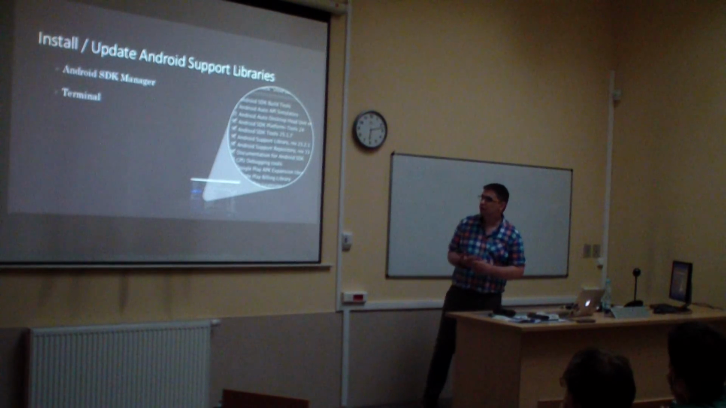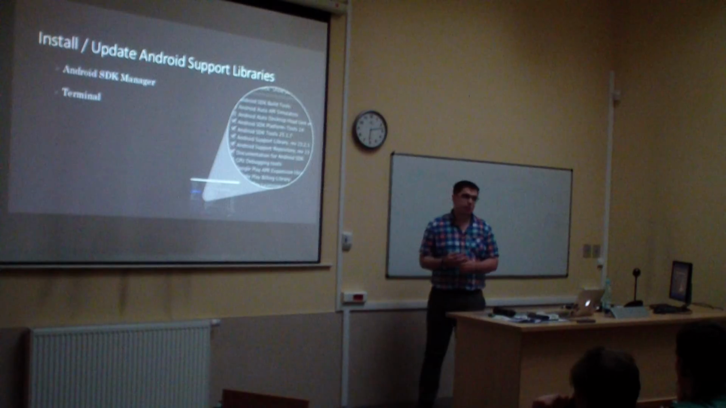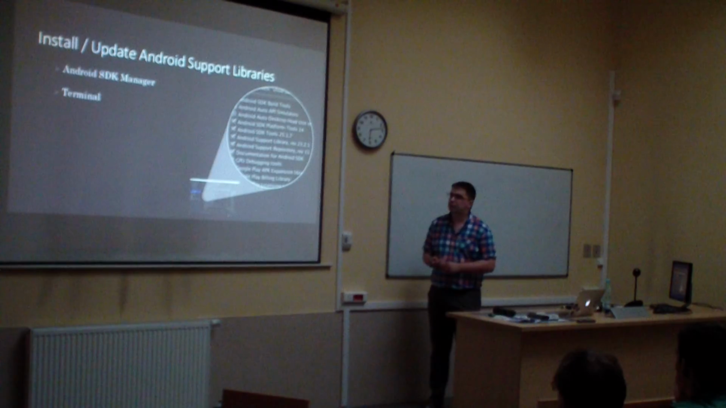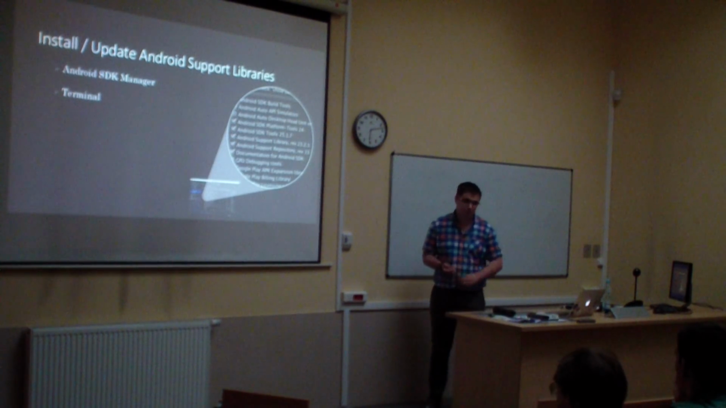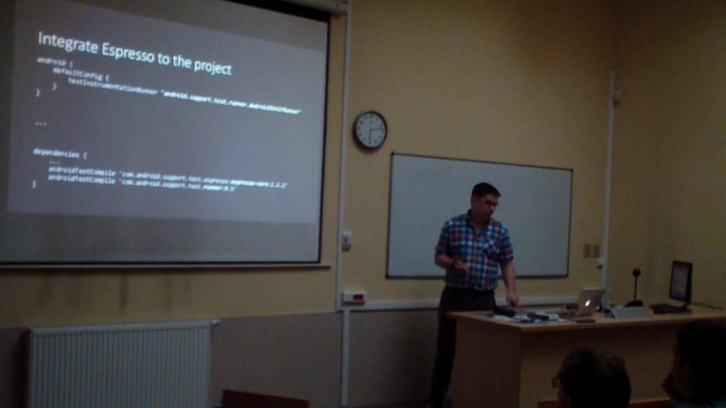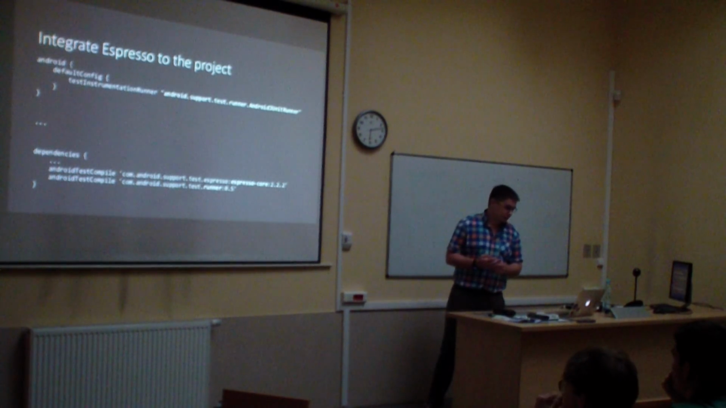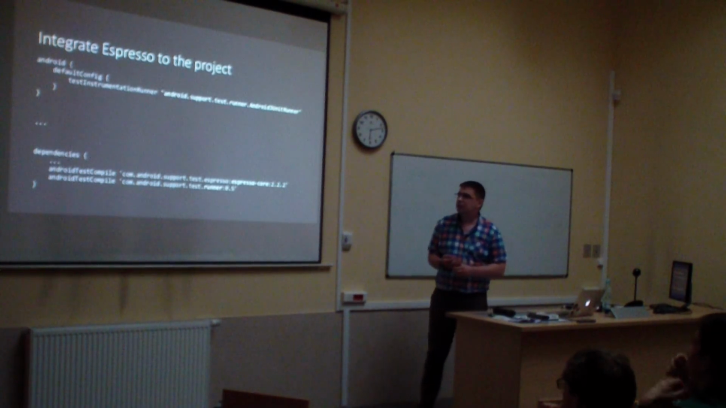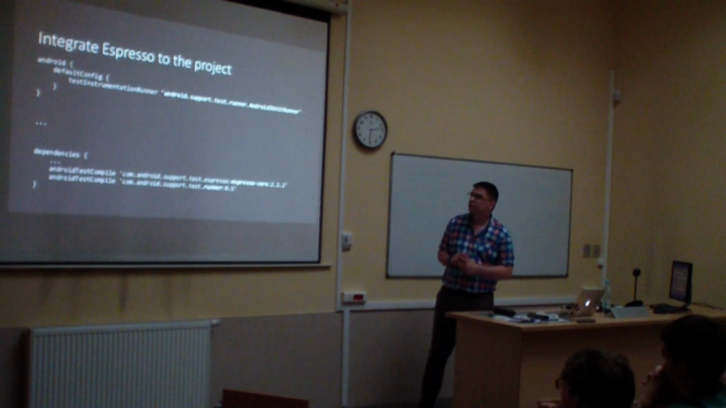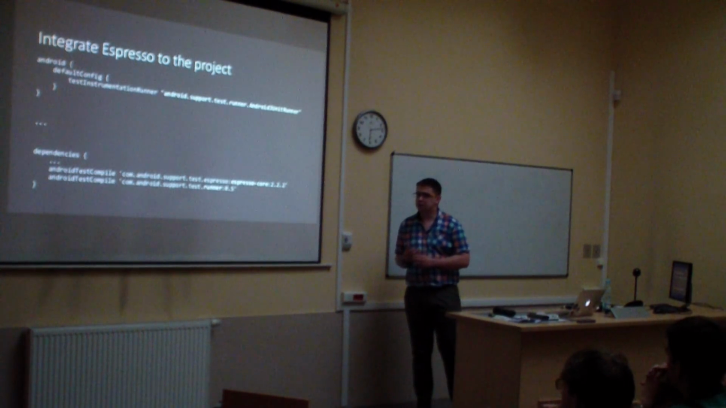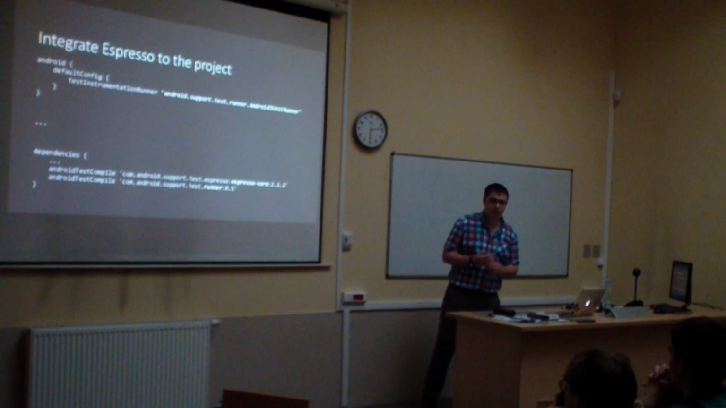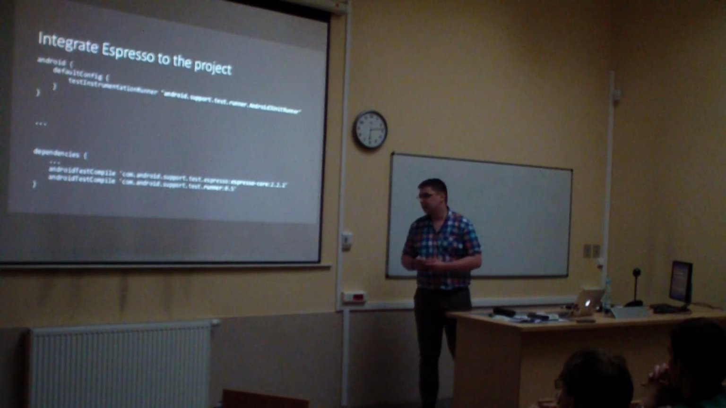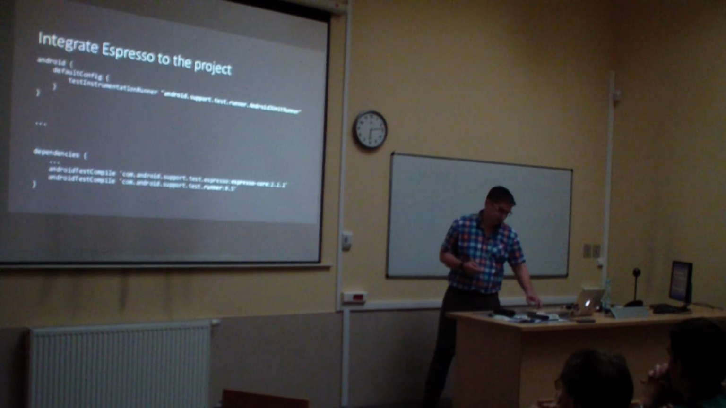To start using this framework, first of all, you need to install or update the Android support library and Android support repository. You can do it from terminal or Android SDK Manager. Next step is to integrate Espresso into the project. First of all, we must set up a test instrumentation runner and its dependencies for Espresso. Espresso is separated into many libraries, and the minimum set of dependencies is Espresso core and runner.